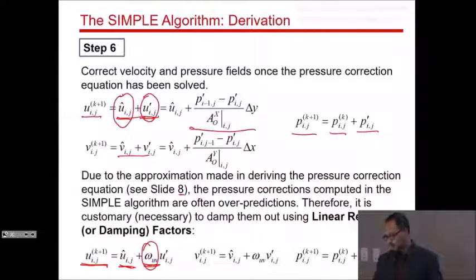Both velocities get linear damping factors, and so does the pressure, because again, the same thing, you over-predict the pressure correction. So you're damping out the pressure as well as the velocities before you go to the next iteration. I'll talk about what typical values you use for these damping factors, but we'll reserve that for later. For now, just understand that these are damping factors between 0 and 1. They're typically known as under-relaxation factors.